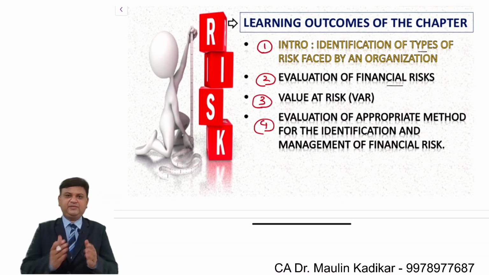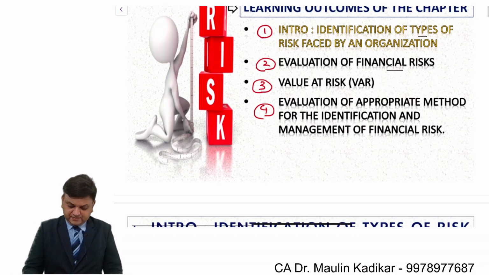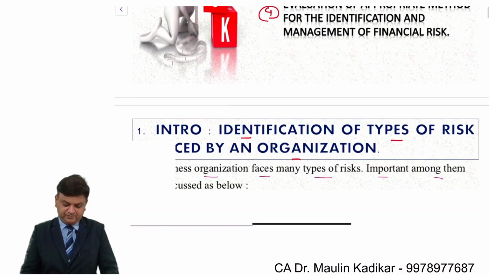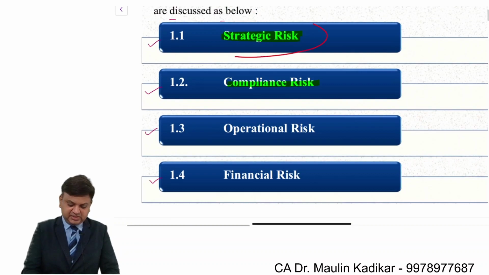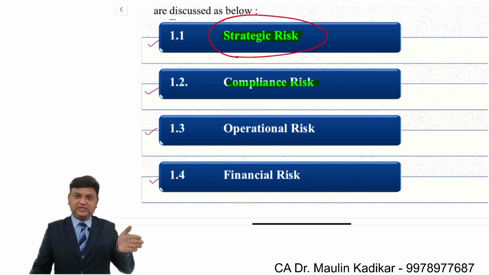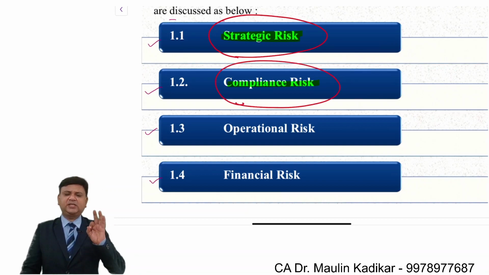So friends, let us have a quick revision of the things that we have done. What we are going to learn in this chapter is the identification of the types of risk faced by an organization. In that, strategic risk is the basic decision based on which you are going to do business. Compliance risk is a legal matter, whatever rules and regulations you have to follow.